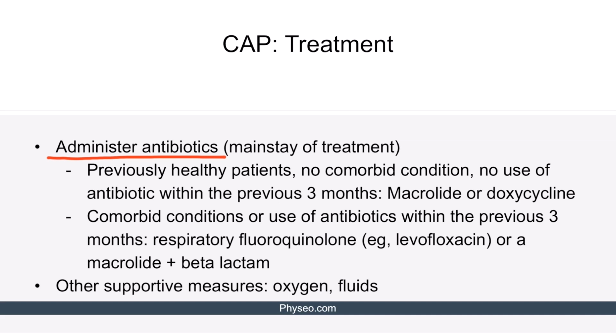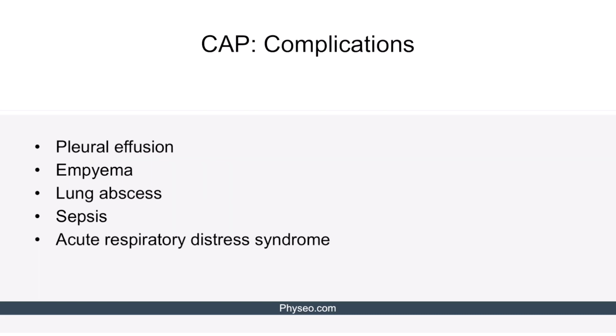However, in patients with comorbid conditions or use of antibiotics within the previous 3 months, the risk of resistance to drugs is substantial. And so the commonly used regimen is either a respiratory fluoroquinolone, for example, levofloxacin, or a combination of a macrolide plus a beta-lactam drug. Other supportive measures include oxygen, if hypoxic, and fluids, if hypotensive. Complications of pneumonia include pleural effusion, empyema, which means pus in pleural cavity, lung abscess, sepsis, and acute respiratory distress syndrome.